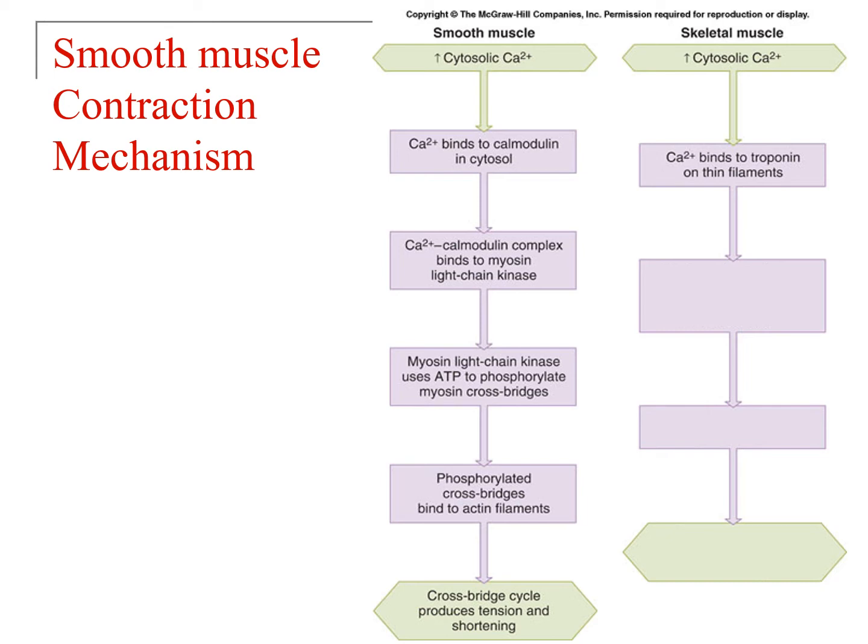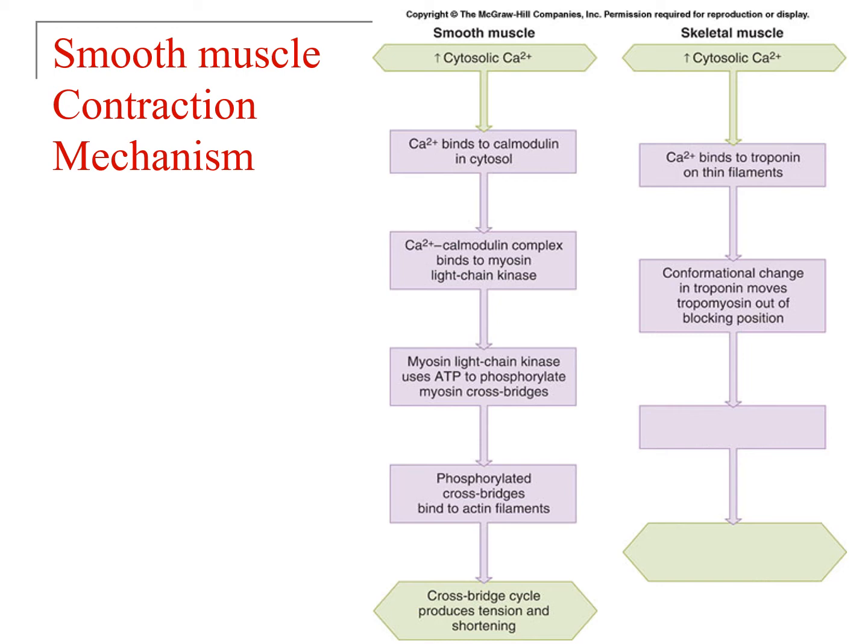In skeletal muscle, when calcium binds to troponin on the thin filaments, the troponin changes shape. This causes tropomyosin to move out of its blocking position, which had been blocking actin from cross-bridging.